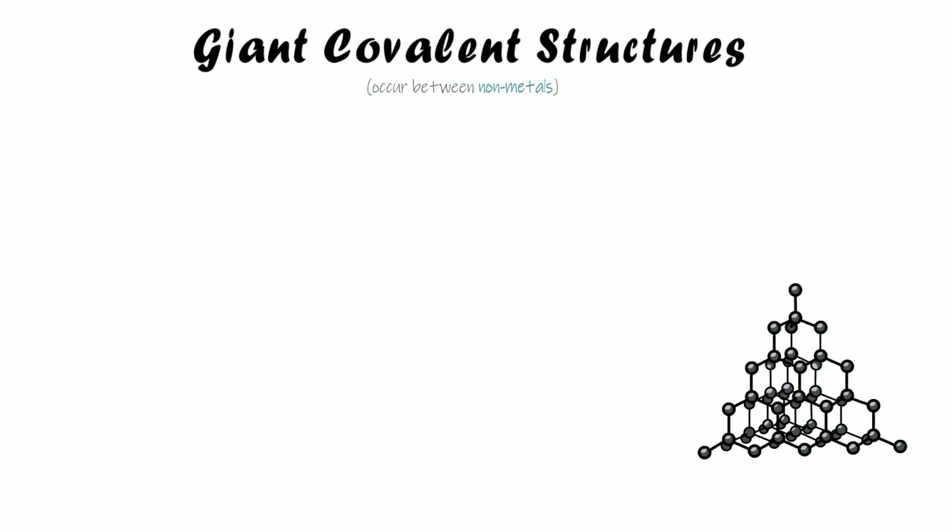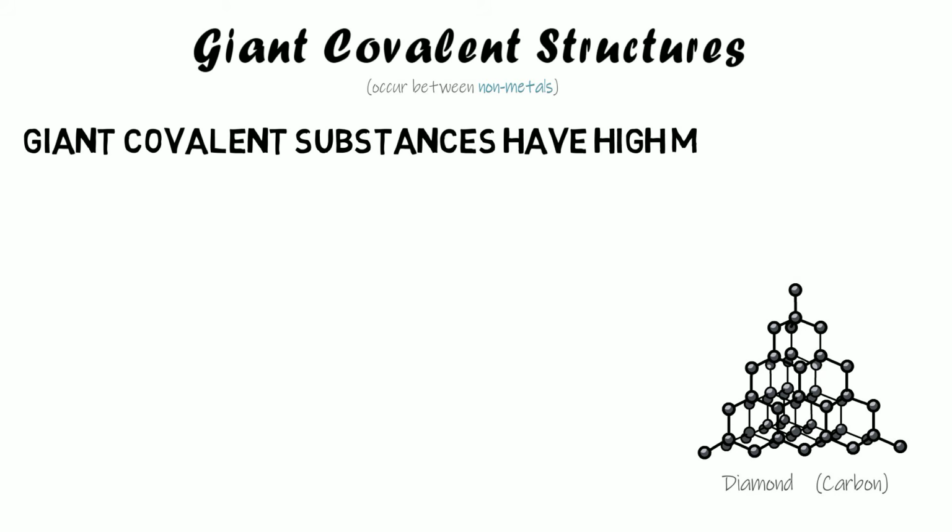This is, for example, diamond, which we can see on this diagram. Also graphite, graphene, and silicon dioxide. You just need to memorise those examples. So diamond is a type of carbon, and so are graphite and graphene, and then silicon dioxide is the other one you need to know. Now these substances are a bit different.